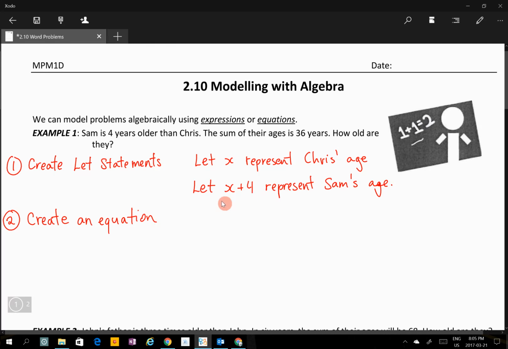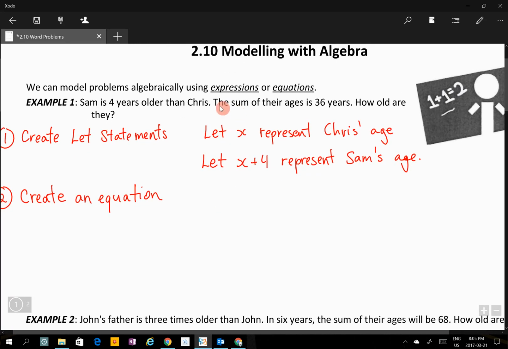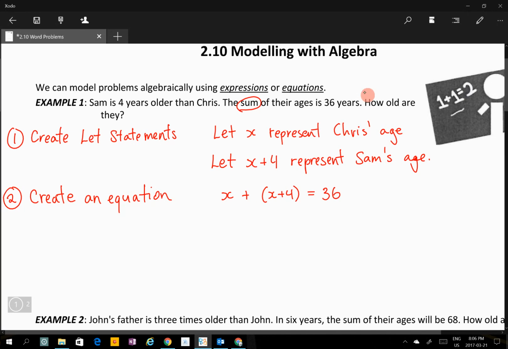So our equation is going to be, based on what they're giving us in the problem, the sum of their ages is 36 years. So sum is a key word there. I'm going to be adding their ages. Okay, so I'm going to take Chris's age, x. I'm going to add it to Sam's age, x plus 4. And that's going to equal 36. Step 3, solve. Solve your equation.